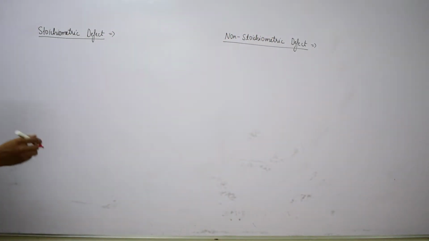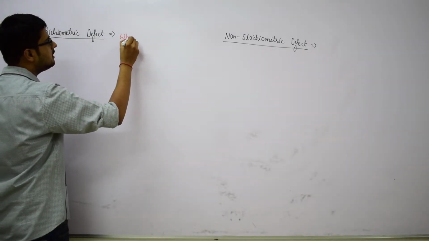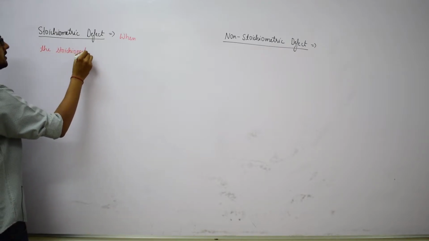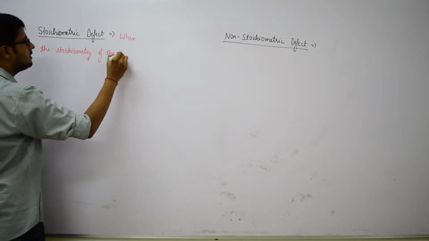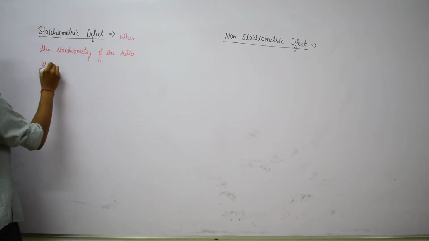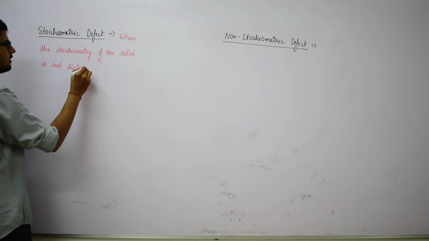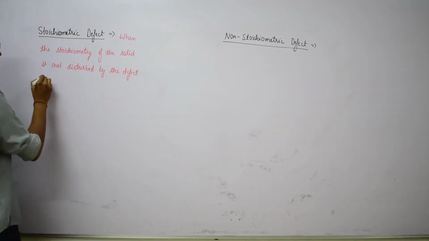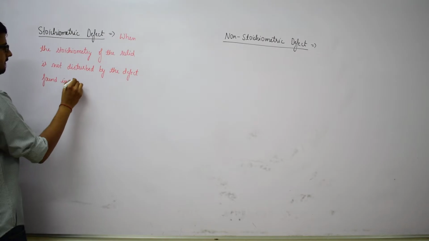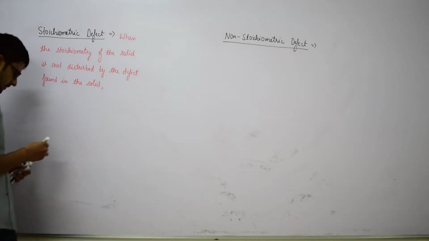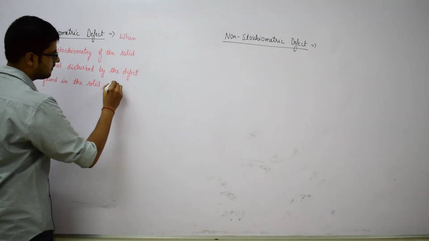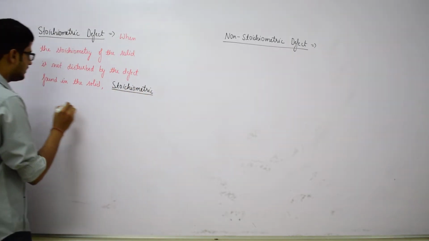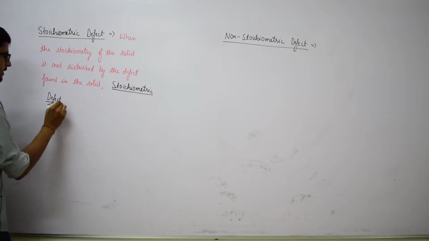So, when we are discussing about stoichiometric defect, so when the stoichiometry of the solid is not disturbed by the defect found in the solid, it is called stoichiometric defect or stoichiometric imperfection.